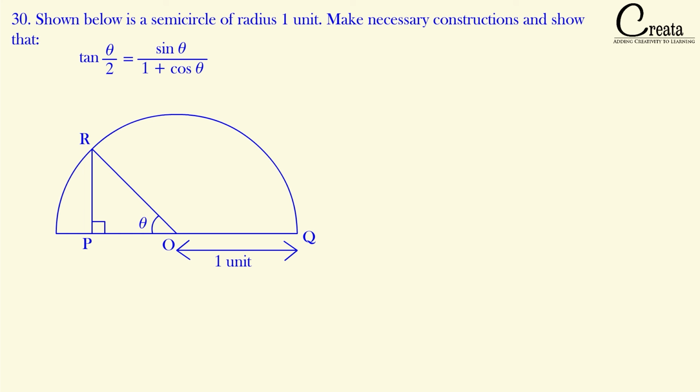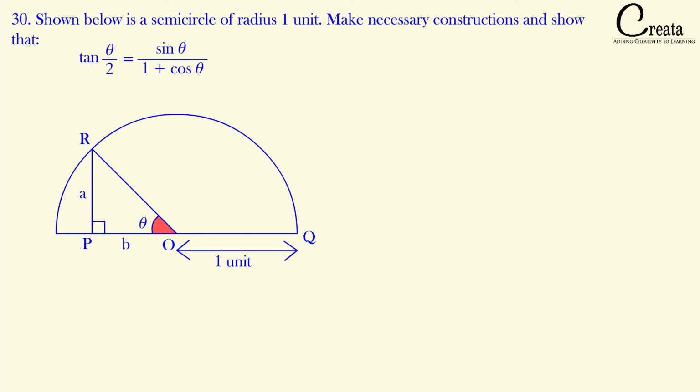Nothing special. Basically here we have to find the value of sin theta, the value of cos theta and the value of tan theta by 2. Then we have to equate the left hand side with the right hand side. So let's see how we can find the value of these trigonometric ratios. Let's denote RP as A and PO as B. Just for simplicity we have done this, as when we apply the trigonometric ratio formula, it will be really helpful.